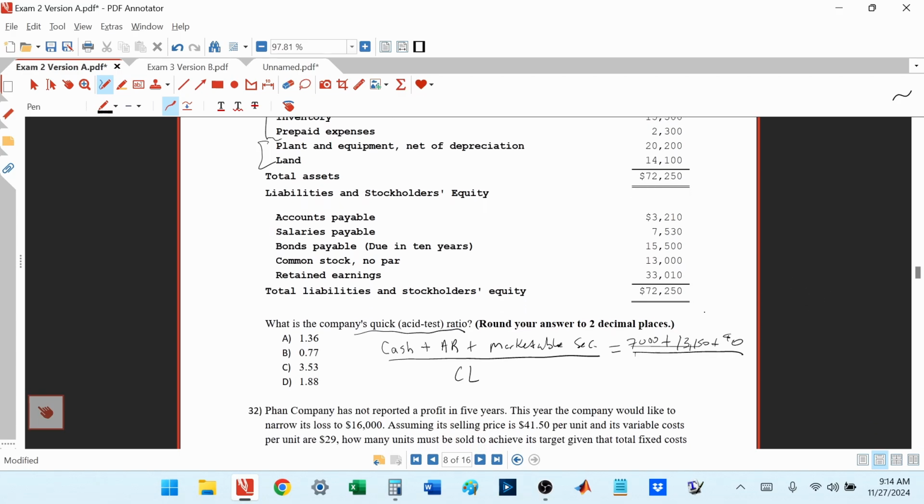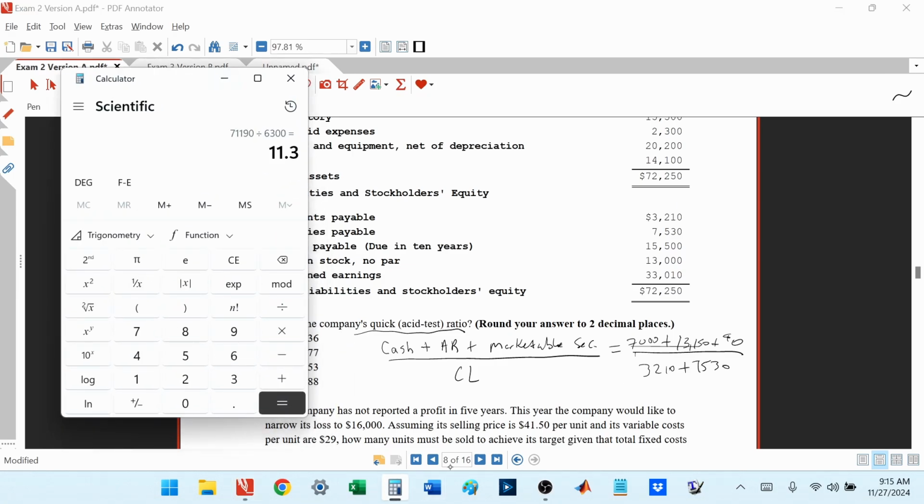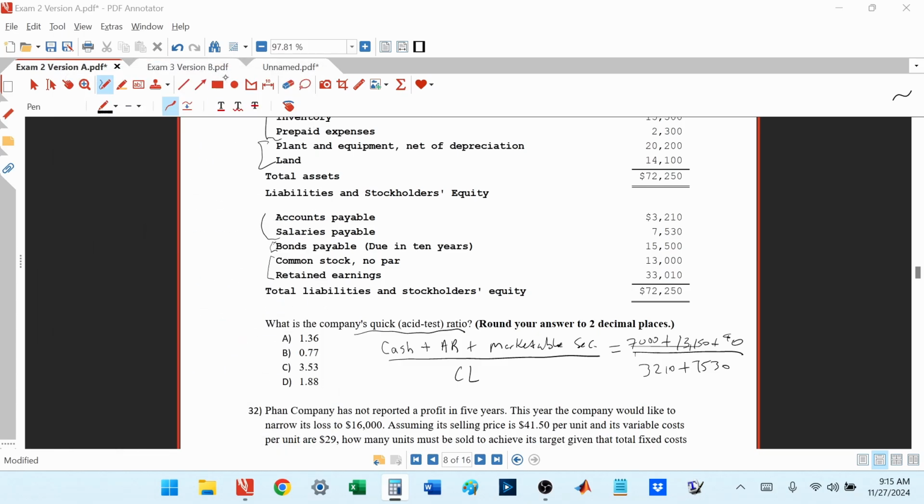And then divide by the total current liabilities. These are the 2 current liabilities. That's a long-term liability, and these 2 are stockholders' equity. So we got 3,210 accounts payable plus 7,530 salaries payable. So let's see. So 7,000 plus 13,150 plus 0 divided by the sum of 3,210 and 7,530 gives us a quick ratio of 1.88 when you round to the nearest 2 decimal places.